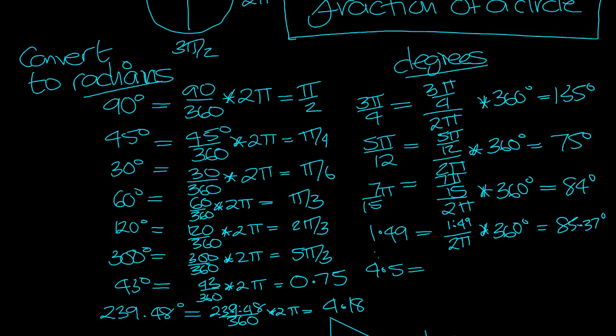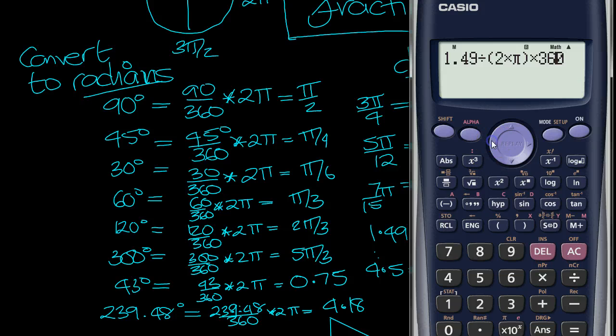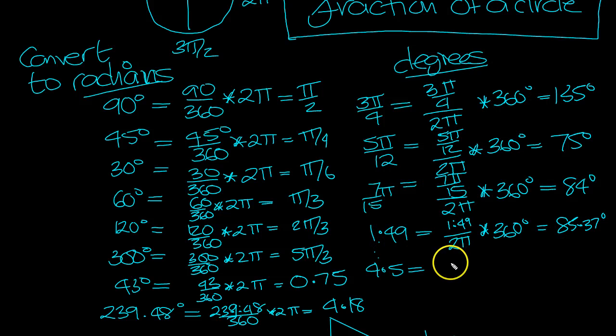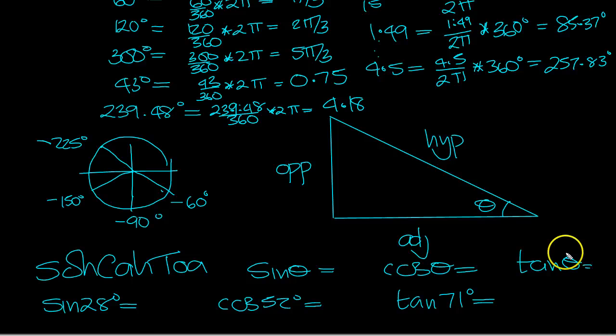It's 2dp. 4.5, let's go back and just change the 1.49 to 4.5. 257.83, I think it was. That's 4.5 fraction of the circle in degrees. Okay, so that's how we convert from one unit to the other then, degrees to radians and radians to degrees.